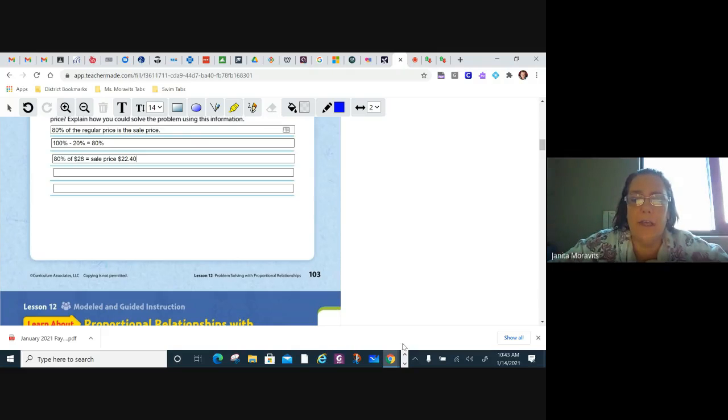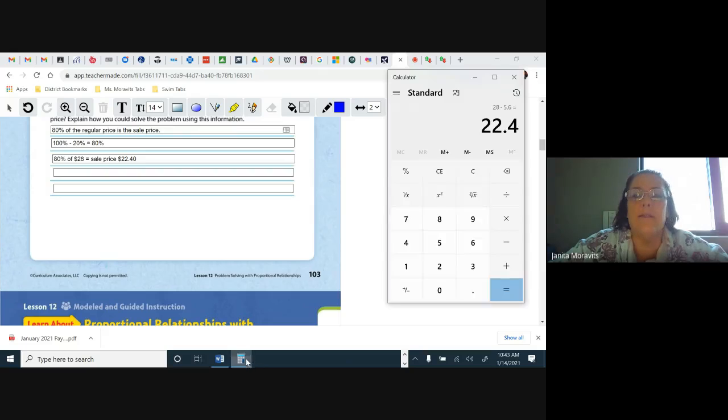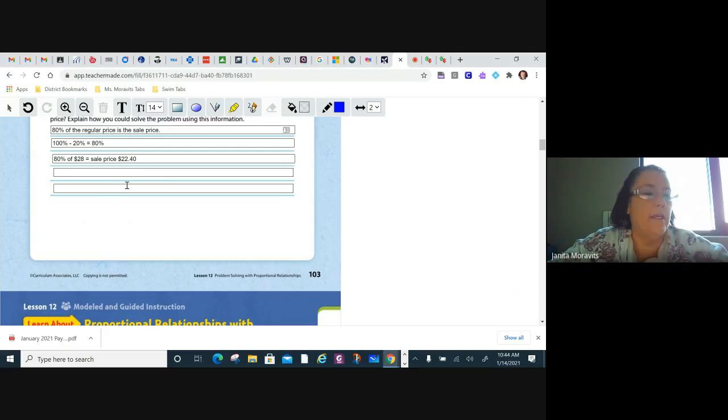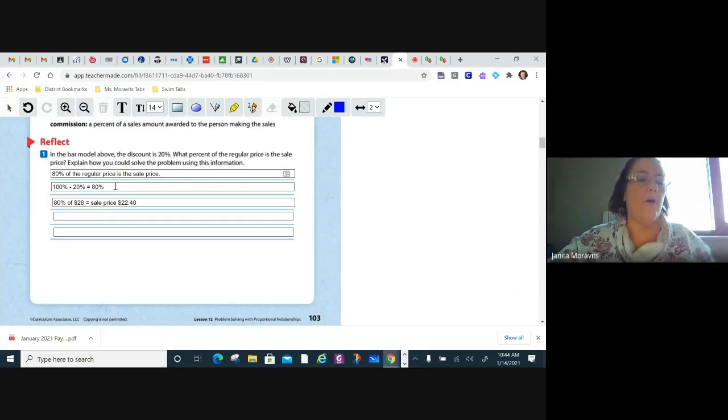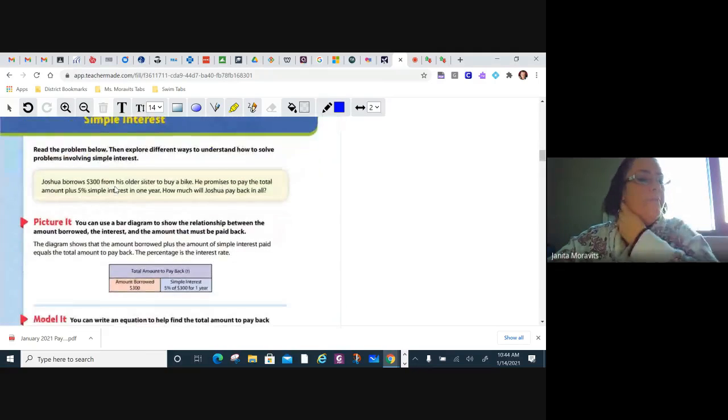If you want to see it on the calculator to see that it comes out to the same number, I will show you that. Let's clear this. So we're going to say $28 was the regular price, and you're only going to pay 80% of it because they took 20% off. So you're going to do times 0.8 equals $22.40. So there you go. Remember to pause it and write your answers down.